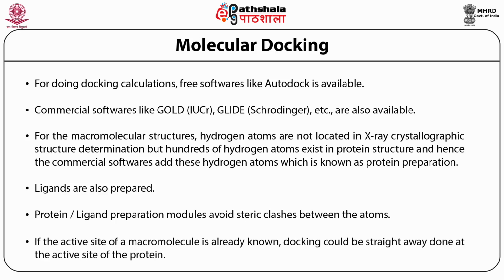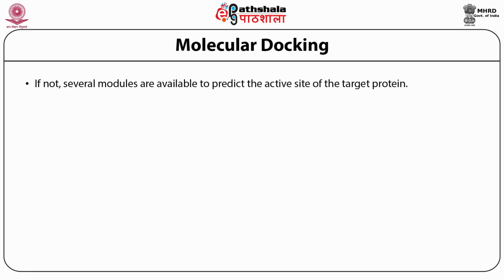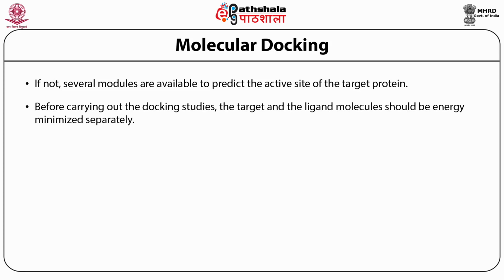If the active site of a macromolecule is already known, docking could be done straight away at the active site of the protein. You just place the ligand at the active site of the protein, then energy minimize them together. If not, several modules are available to predict the active site of the target protein. Before carrying out the docking study, the target and the ligand molecule should be energy minimized separately.